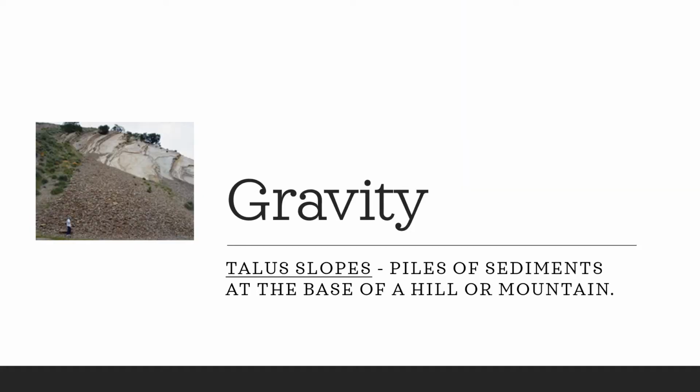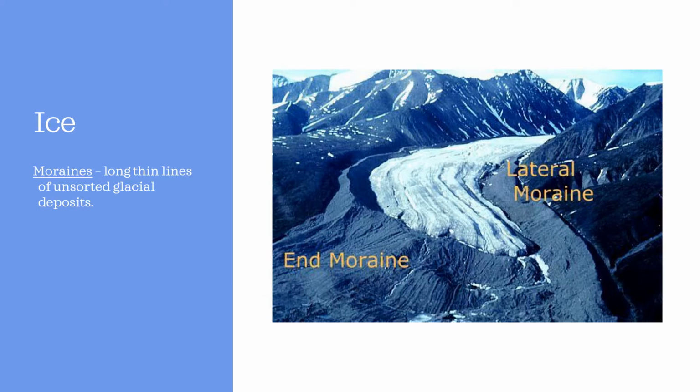Since deposition results from each type of erosion, we're going to go through the agents of erosion and discuss what happens when those materials are deposited. So, gravity. When things are carried downhill, like in a landslide, that is erosion, and when they get piled up at the bottom, we call those talus slopes. So it's a result of the erosional landslide or the creep or the slump, but it forms talus slopes.